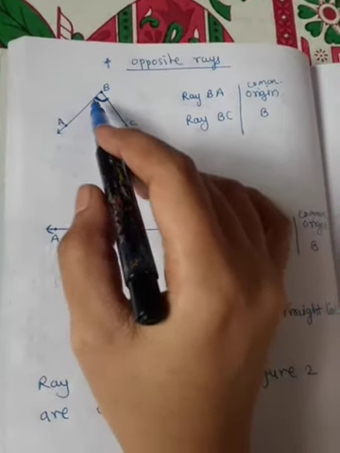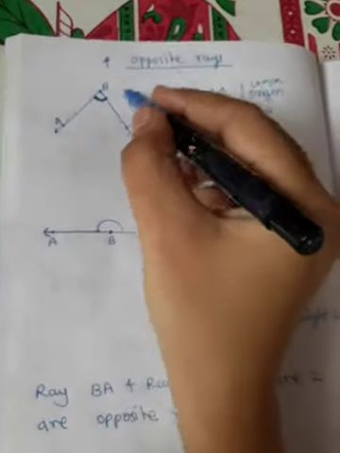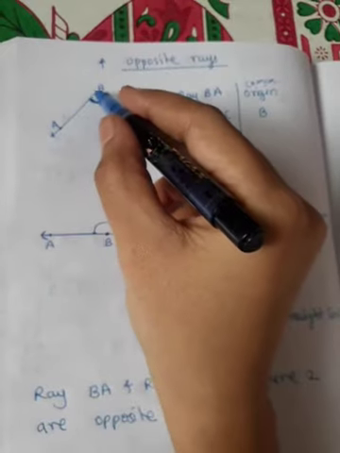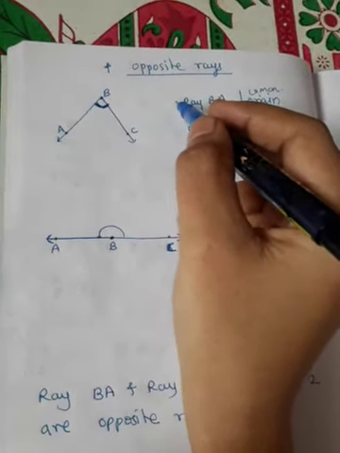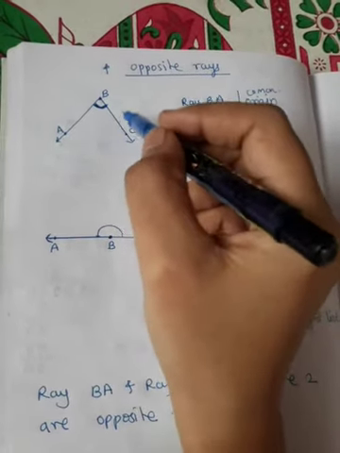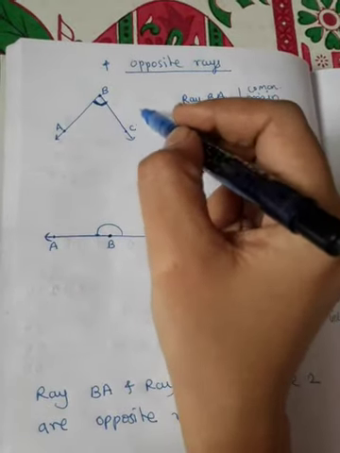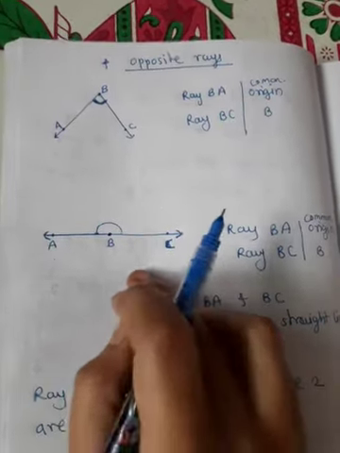But we can't say that the rays BA and BC in figure 1 are opposite rays, because they do not form a straight line, and also they are not in opposite directions. That's why the rays BA and BC in figure 1 are not opposite rays, but rays BA and BC in figure 2 are opposite rays, okay.